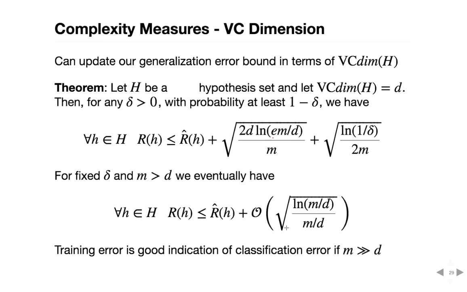And so if you look at this, this says that the training error is a good indication of the classification error if M is much, much bigger than D, right? Because as these things get bigger, the natural log is going to grow fairly slowly, and it's going to grow in particular much slower than this linear function of M over D. So eventually this is going to go towards 0. Okay? And that's just a nice, simpler way of looking at it.